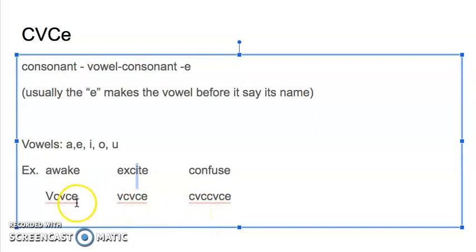And it doesn't always have to go in this alternating pattern. So we also have the word confuse, which is a consonant, vowel, consonant, vowel, consonant, E. So again, at that end, we have our consonant, vowel, consonant, E. That E will make this vowel say its name. In this case, that is U. So confuse, you can hear U say its name.